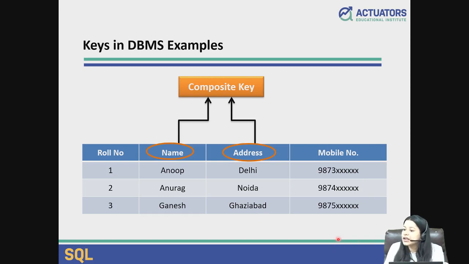Yes, it can have null values. Maybe someone is not willing to share the mobile number with me, right? So I can have null values over here, but all the values will be unique. So this is a unique key, but not a primary key as per my requirement. It's all about what you want for your database.